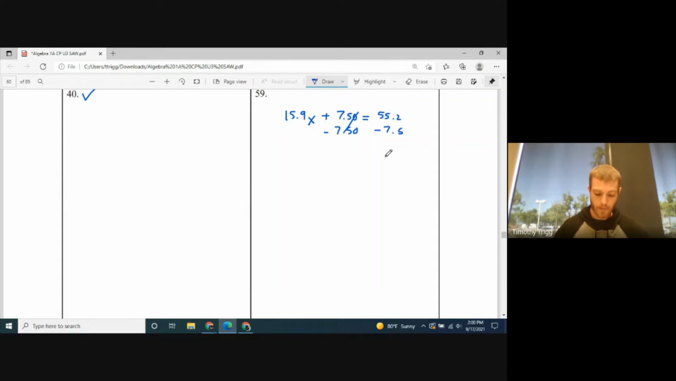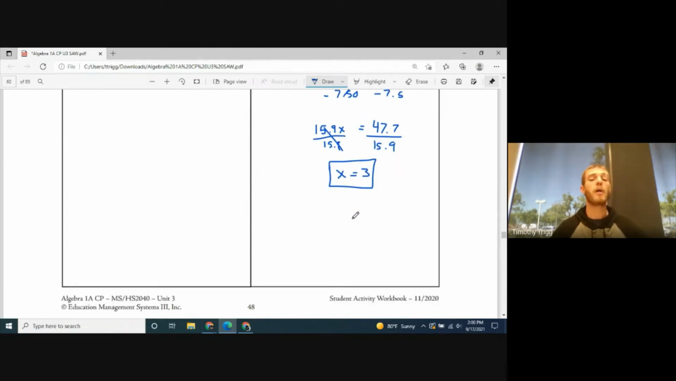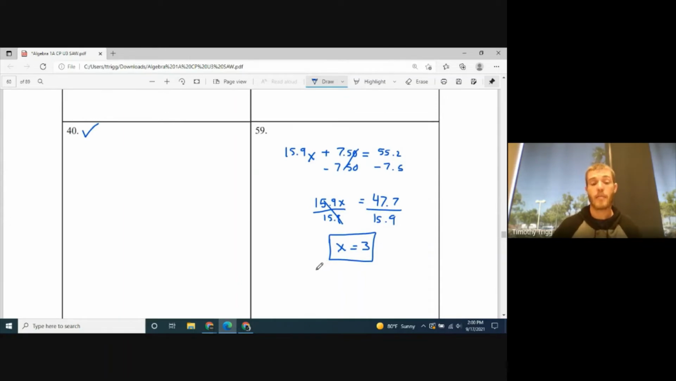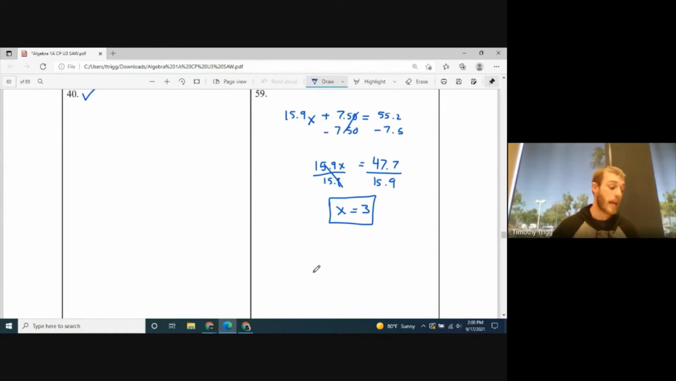Okay, 55.2 minus 7.5 is 47.7. And on the left side, we still have 15.9x. Go ahead and divide both sides by 15.9 in order to get x by itself. So here you'd get x equals 3. So they played a total of 3 games. So since it's a word problem, I want you to write in a complete sentence that the 3 friends played a total of 3 games of bowling.